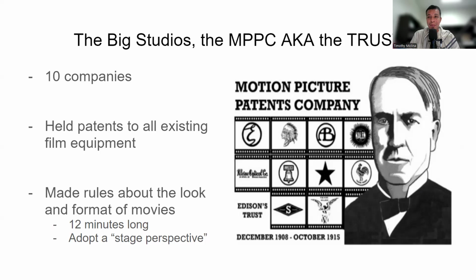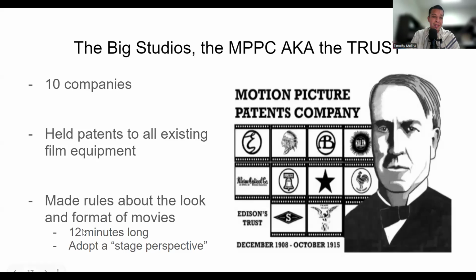They were known as the gatekeepers. So if you wanted to make a film, they held all the patents for the new innovative cameras, and all existing film equipment that existed in order to make a film. So they made rules also about the way movies should look and how they should be formatted. They should be formatted to be 12 minutes long, and they should adopt a stage sort of setting here, and a stage perspective, kind of similar to what was seen in theaters, in live action theaters.